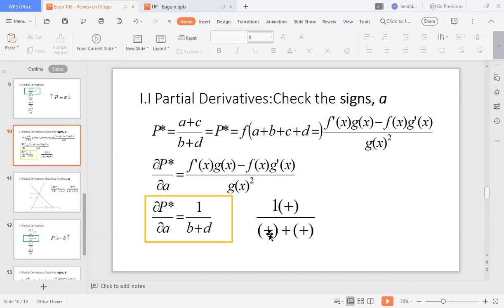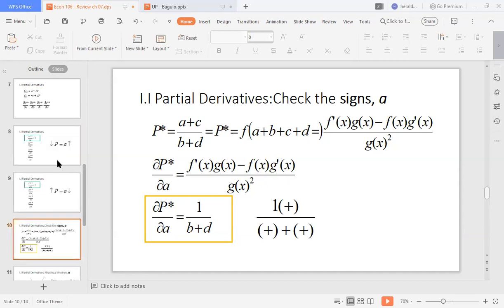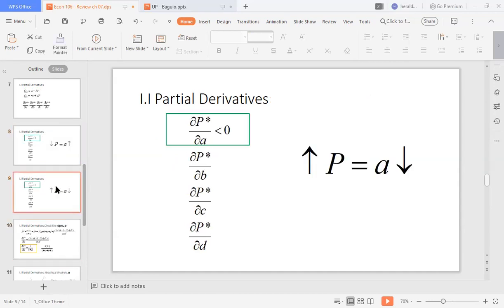So B is positive, then again, positive sign, and you have D is positive as well, and you have a positive numerator. So in this case, class, your numerator is positive, your denominator is positive, so your overall, your total sign is a positive.